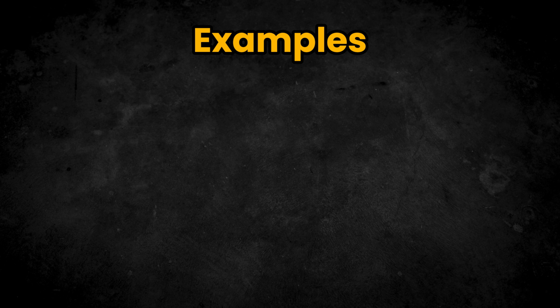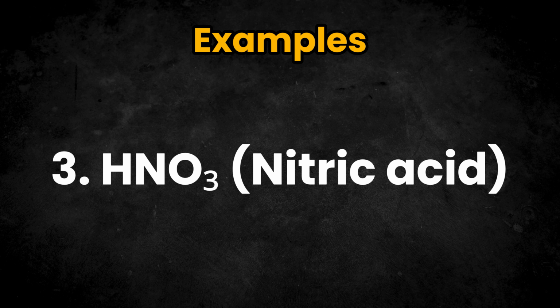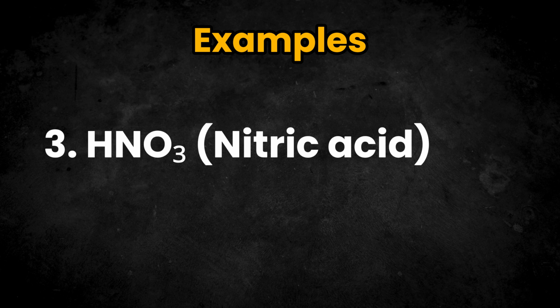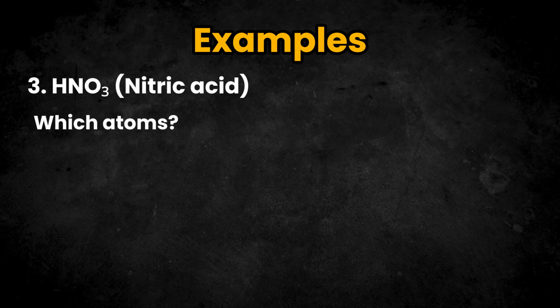These were the easy ones. Let's have a look at some more challenging ones. Next up, we have HNO3, or nitric acid. So again, we first need to check which atoms the molecule consists of. In this case, we see that the molecule consists of hydrogen, H, nitrogen, N, and oxygen, O.